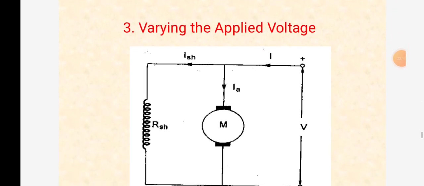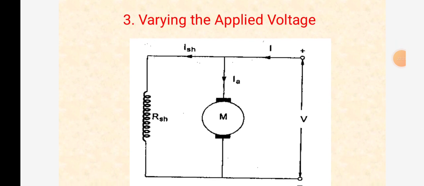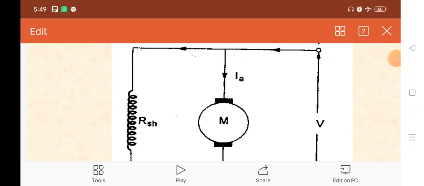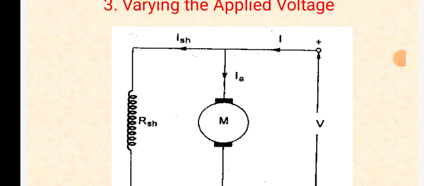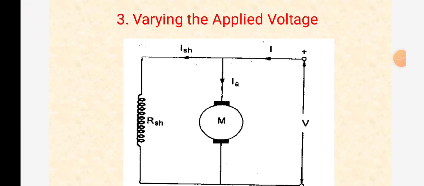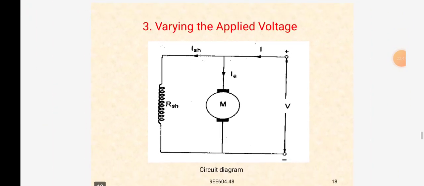The third one is varying the applied voltage. We already know that N is directly proportional to V minus Ia Ra by flux. Here in this circuit diagram there is the motor with the shunt field, and the load current is divided into armature current Ia and shunt current.